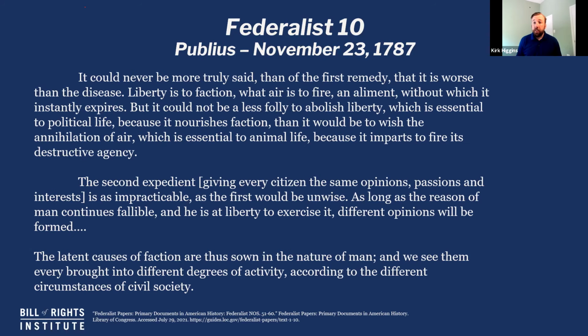So in talking about removing the causes, Publius goes on to say this: it could never be more truly said than of the first remedy, that of getting rid of liberty, that it is worse than the disease. In other words, if you remove liberty, that is far worse than just dealing with the problems that factions pose.